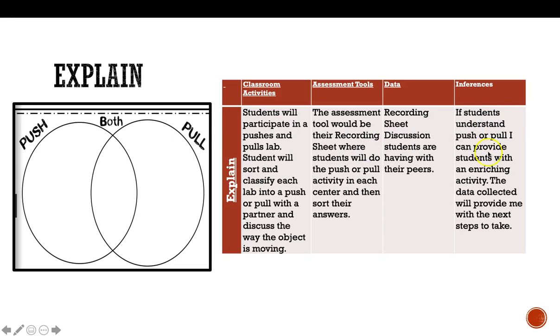And so the inferences I would see is, do they understand what a push is? Can they give me other examples of a push or pull? And is it true that some can be both a push and a pull?